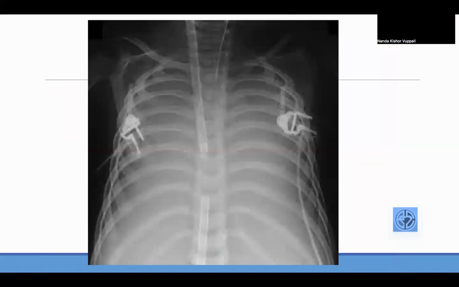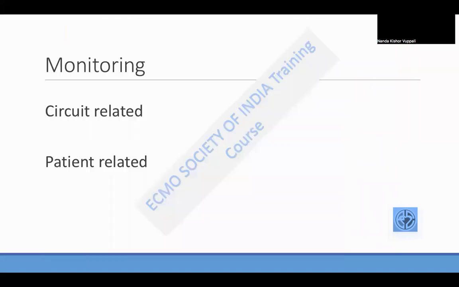This is an X-ray showing the two cannulas are too close to each other, so the risk of recirculation is there. If recirculation is there, both limbs will be bright red, and then you need to adjust the cannula position to see a good color difference between the return and drainage limb. Then coming to monitoring, for discussion's sake, we can categorize into circuit-related monitoring and patient-related monitoring.